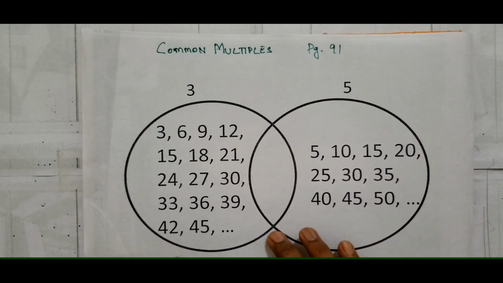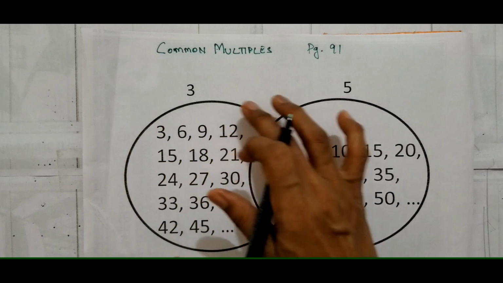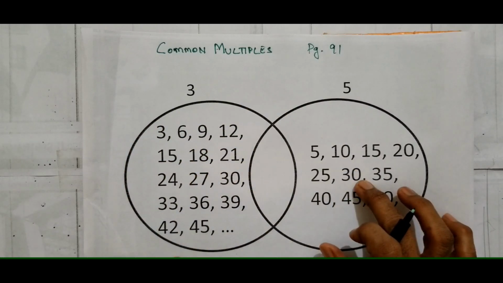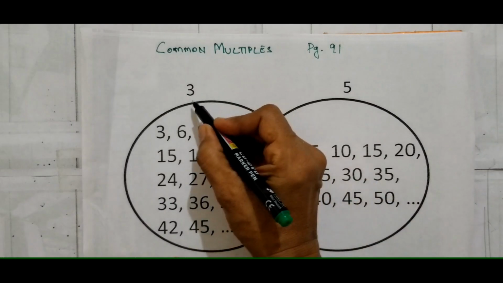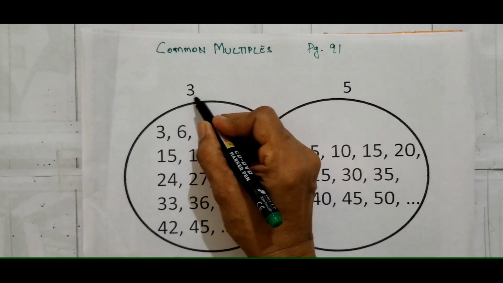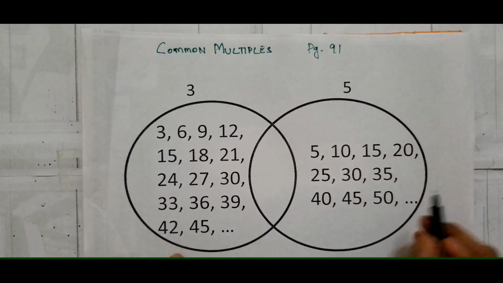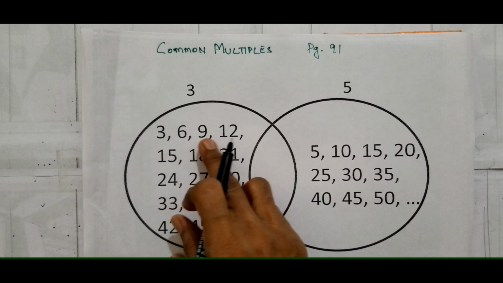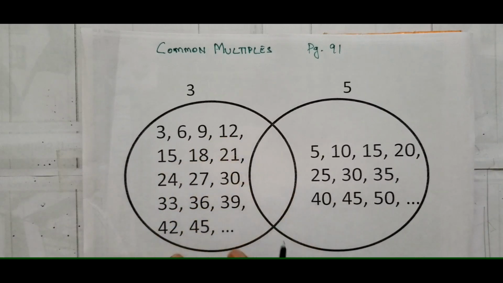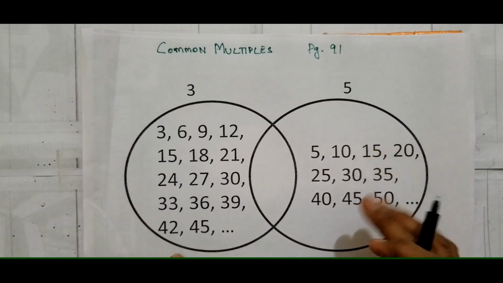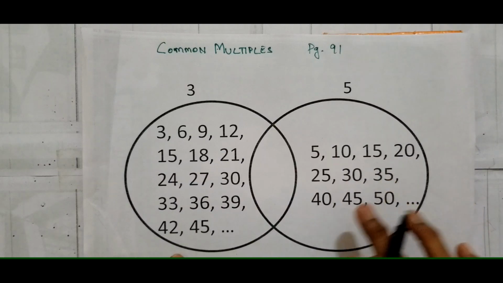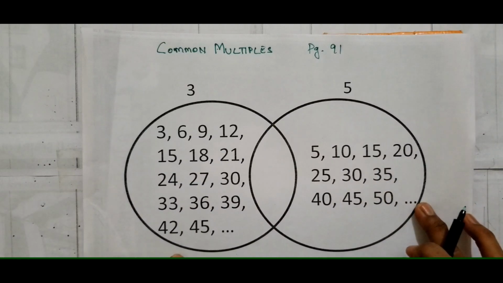This is the circle diagram method. I have drawn 2 circles here to write the multiples of 3 in one circle and multiples of 5 in another circle. Write the number of which you are going to write the multiples above the circle. This circle has multiples of 3: 3, 6, 9, 12, 15, 18, 21 till 45 and so on. And this circle has multiples of 5: 5, 10, 15, 20, 25, 30, 35, 40, 45, 50 and so on.